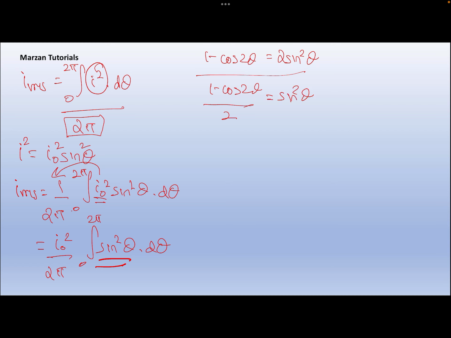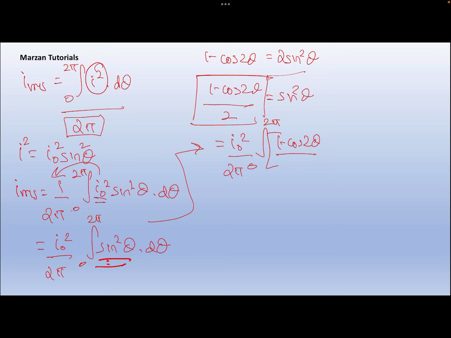Fine. So in place of sine square theta, I will put 1 minus cos 2 theta upon 2. So this equation will become I0 square upon 2 pi integration from 0 to 2 pi of 1 minus cos 2 theta upon 2 d theta. Understood? So we have reached over here. Now a little bit of mathematical solving is still left.